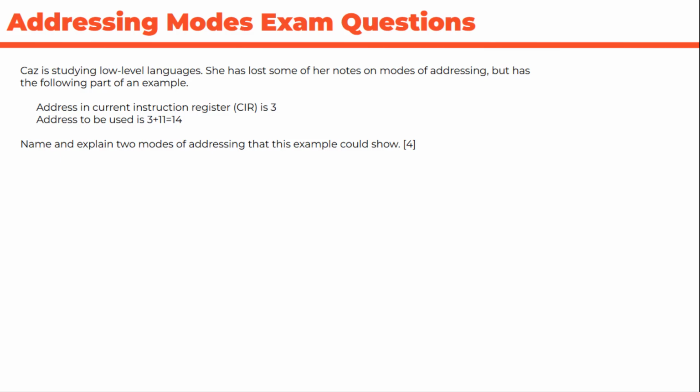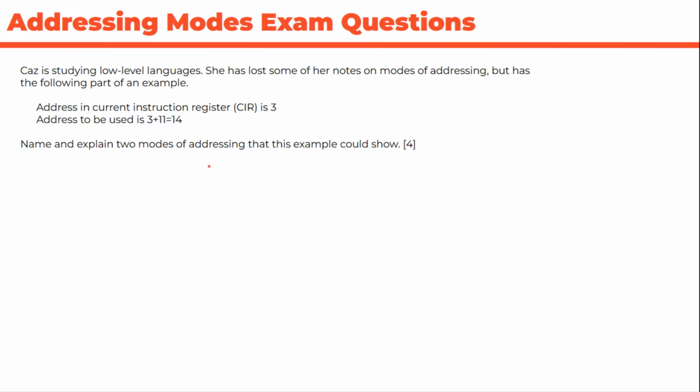So next one here, next exam question says, Kaz is studying low-level languages. She has lost some of her notes on modes of addressing, but has the following part of an example. Address in the current instruction register is 3. Address to be used is 3 plus 11 equals 14. Name and explain 2 modes of addressing that this example could show.